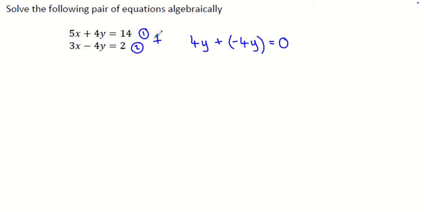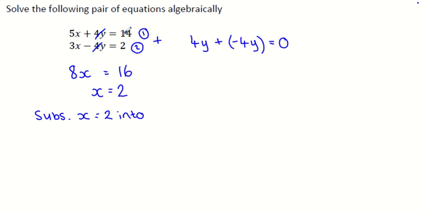So 5x plus 3x is 8x. 4y plus negative 4y is 0, they cancelled out. And 14 plus 2 is 16. Divide both sides by 8 and you get x equals 2. So we've found our x value. We now want to substitute x equals 2 into any of the equations. But again, I'm going to just go for the first equation because it was a plus.